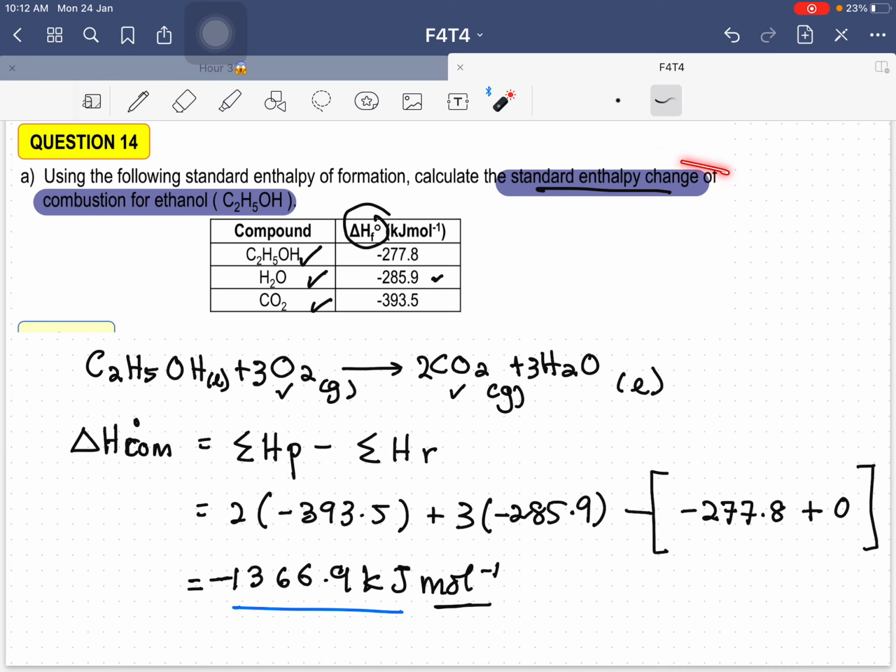So here the question asks us to find the standard enthalpy change of combustion. According to the definition, standard enthalpy change of combustion is when 1 mole of substance burns. So the 1 mole of substance that burns is the ethanol. And this is our target equation, because we want to find the enthalpy of combustion of ethanol.